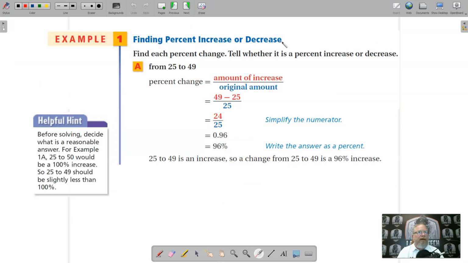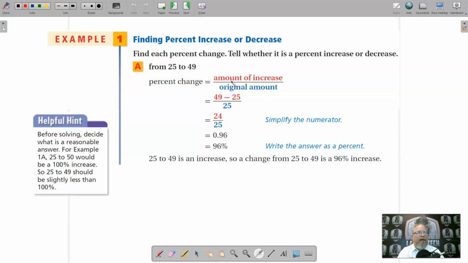Find percent increase or decrease. Find each percent change and tell whether it's a percent increase or decrease. So in example A, we go from 25 to 49. Well, that's an increase, right? 49 is greater than 25, so 25 is our original amount and 49 is the new amount. So the percent change is equal to the amount of increase divided by the original amount. Our numerator is always going to be a positive number.